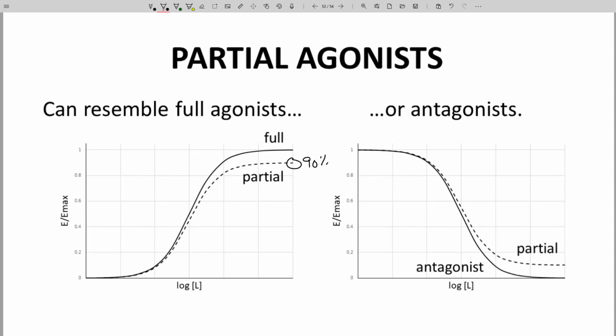The curve on the right shows another idea. A very weak partial agonist, even though it causes a response, is actually much like an antagonist. If a partial agonist causes a response of just 10%, when combined with a full agonist, the partial agonist can overwhelm the full agonist and reduce response all the way down to 10%. This is almost the exact same suppression of response as shown by an antagonist.